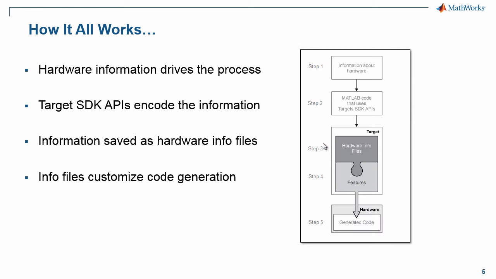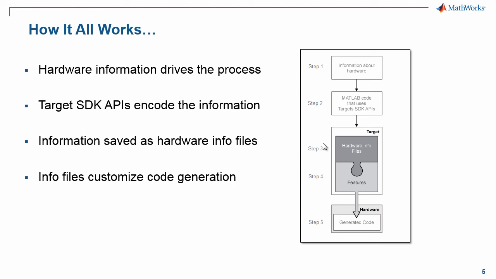So how does the process work? The development of a target for a given hardware comes down to providing hardware information in the form that the SDK understands. You follow these steps to complete the process. You gather the information about your hardware. This may include any source files and so on.